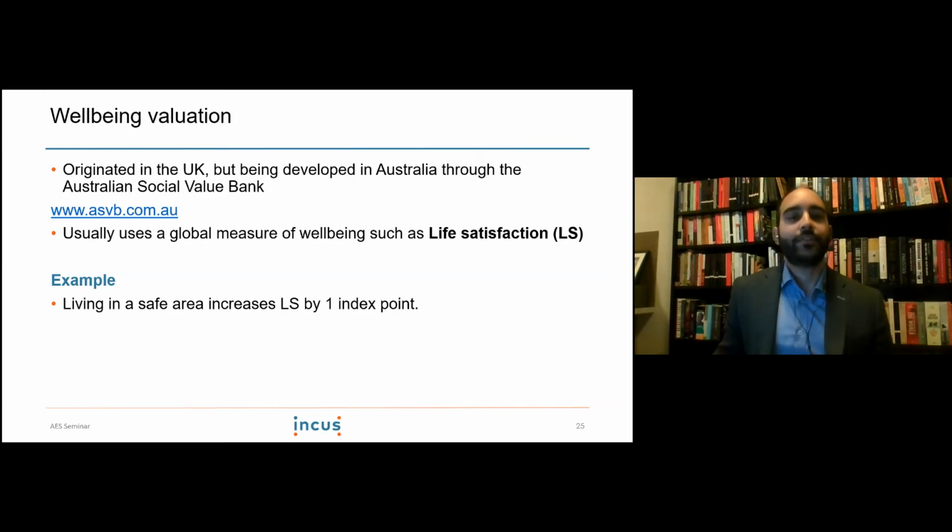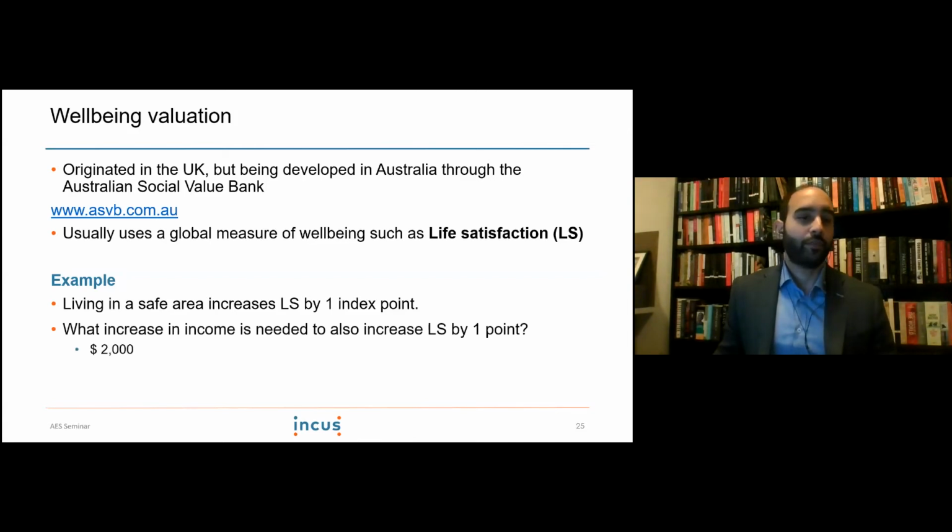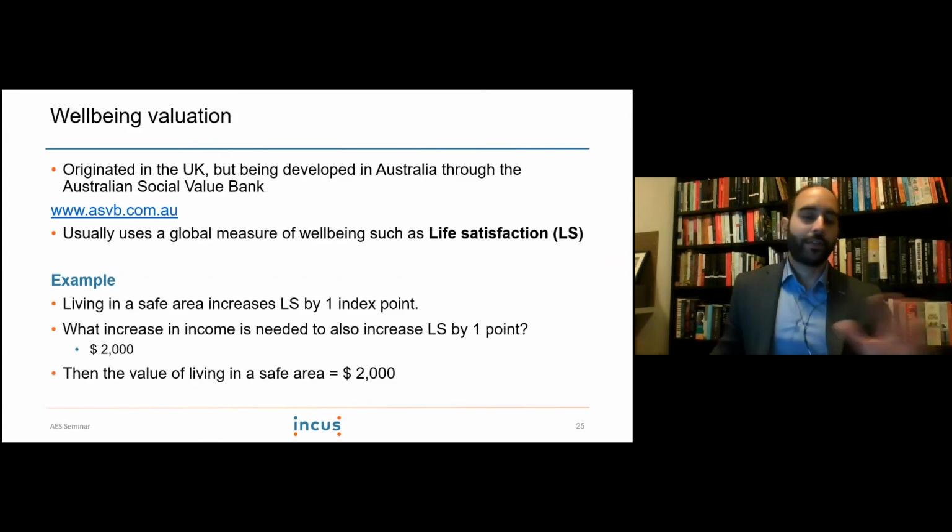So the way it works is, for example, that survey might reveal that living in a safe area, by comparing people who live in less safe areas, increases your life satisfaction by 1 index point. You then look at, well, what increase in income is needed to also increase life satisfaction by 1 point, and you find that it's $2,000. So people who earn $2,000 a year more are satisfied 1 point more. Then you compare those two and you say, well, the value of living in a safe area is equivalent to $2,000. That's a really simplified way of putting it, but that's how that technique works.